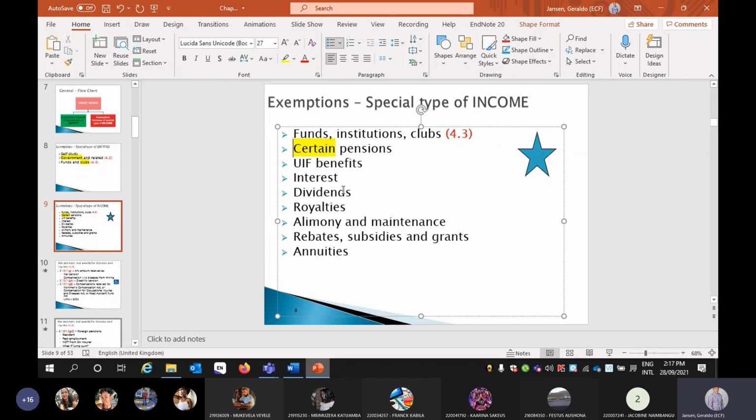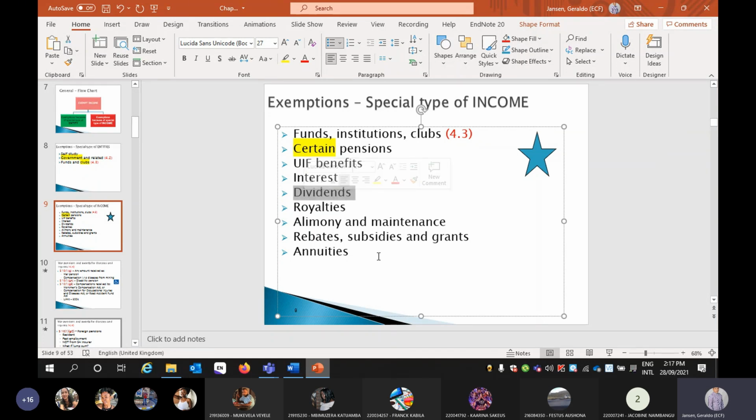Then UIF benefits, yes, that is the name they use in South Africa for Social Security. Unemployment funds, so basically when COVID hit last year, a lot of people got payouts from the UIF. And then interest will also be exempted. Guys, interest will be exempted from tax, or from normal tax. However, there is withholding tax on interest. So there's another type of tax on this.